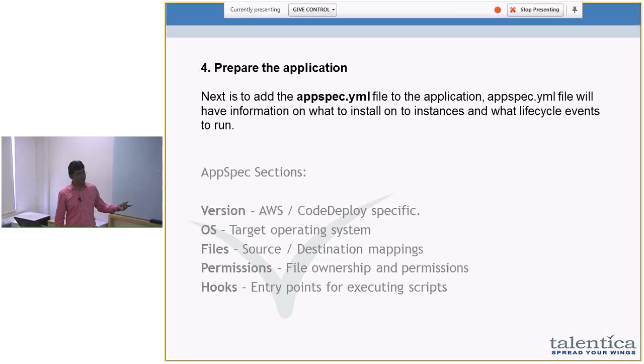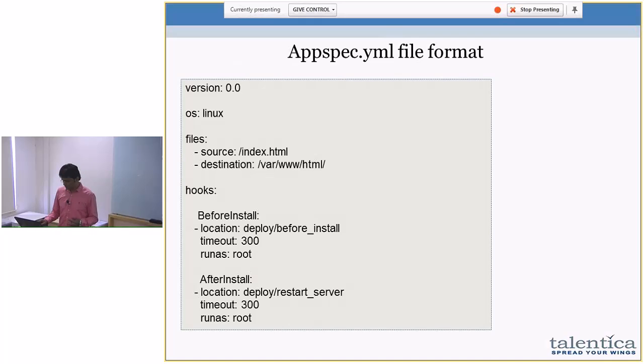OS, as per our OS, we can provide Linux or Windows. Files: source and destination, where we provide the path of the files, and accordingly permissions, and hooks, the entry point for executing a script before install and after install. So there are two types. This is the format of the appspec.yaml file.